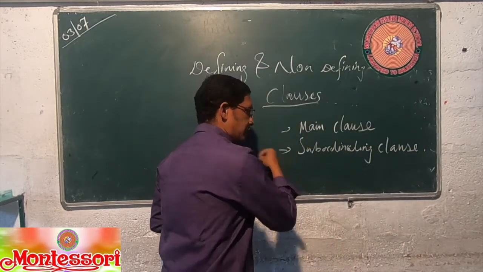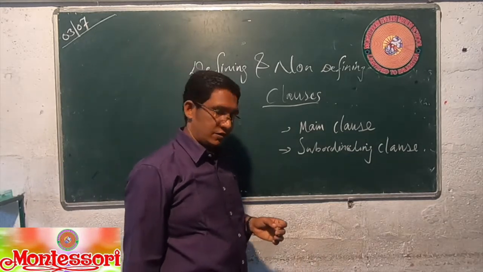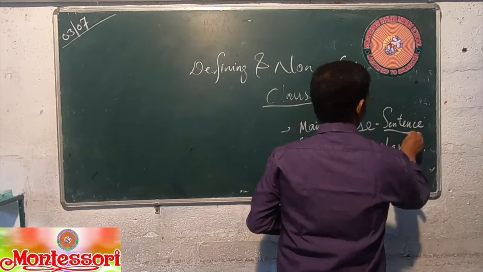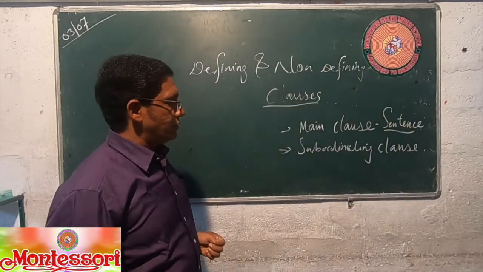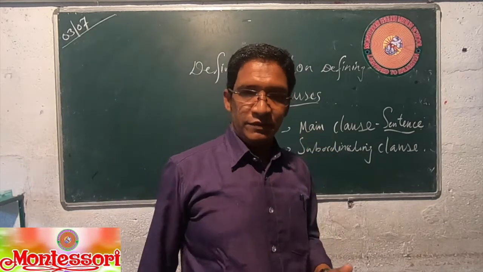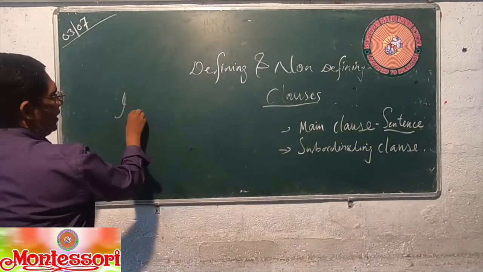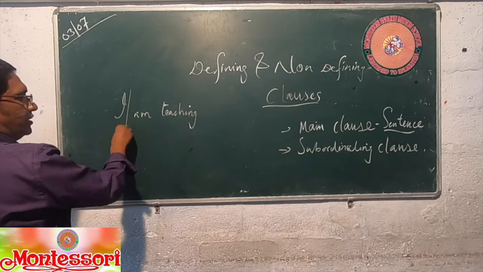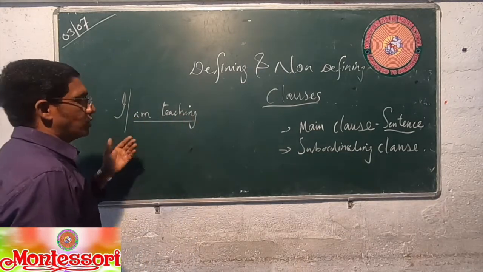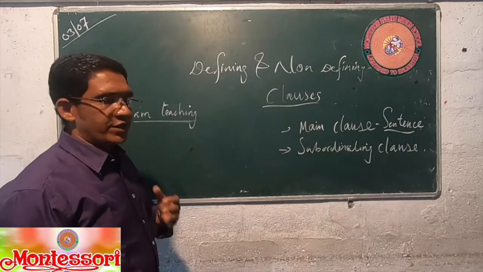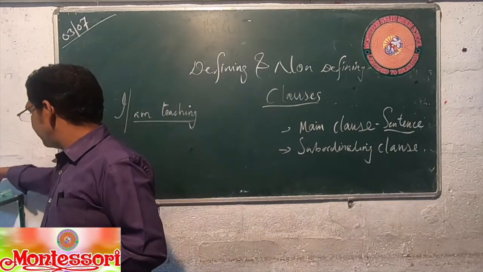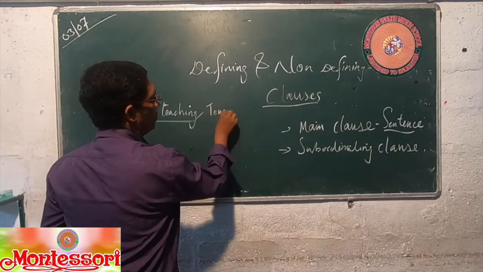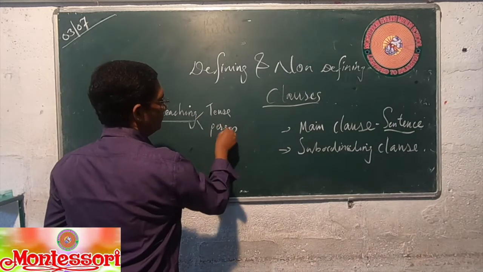What is a main clause? What is a subordinate clause? A main clause can be called a sentence. In a main clause, we can have a full meaning. For example, I am teaching. Here, subject is there, verb is there. What sort of word? A finite word. What is a finite word? A finite word is something that is affected by tense or person or number.